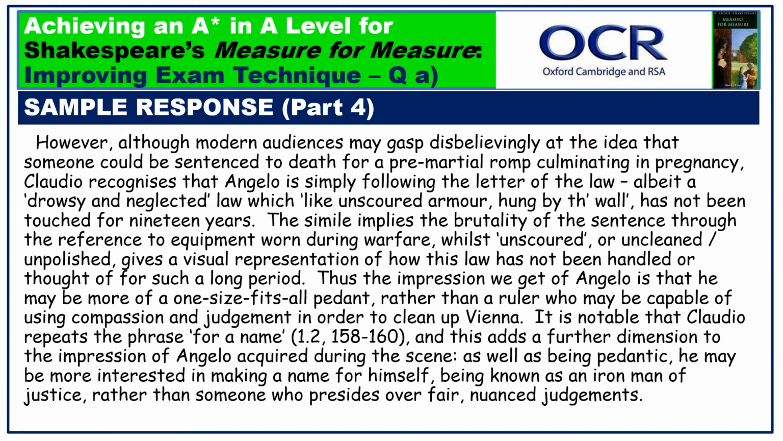It is notable that Claudio repeats the phrase "for a name," and this adds a further dimension to the impression of Angelo acquired during the scene. As well as being pedantic, he may be more interested in making a name for himself, being known as an iron man of justice, rather than someone who presides over fair, nuanced judgments.